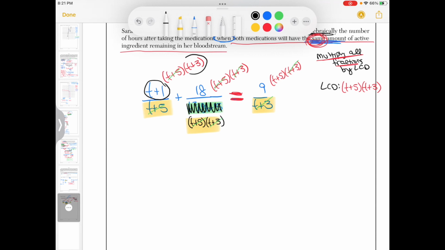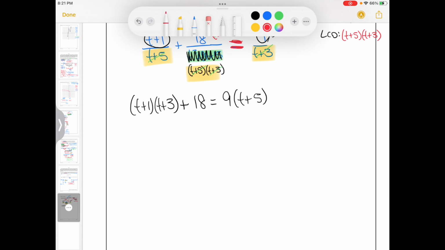So the T plus 5's cancel. Look what's left in this first bit: T plus 1 and T plus 3. So I'm going to write T plus 1, T plus 3. I use multiplication because that's what I was doing this whole time, multiplying by the LCD. The plus comes down, everything canceled here, so it's just 18. The equals comes down, and then this is what's left. And this one, it's a 9 times T plus 5. And now I'm off to simplify this.